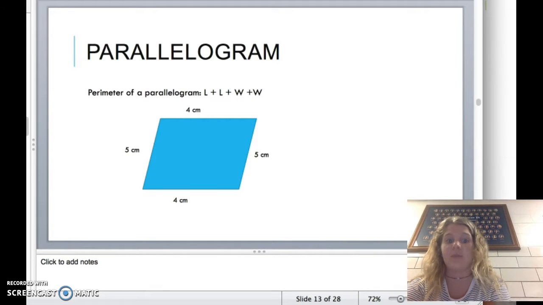The perimeter of a parallelogram would be described as length plus width plus length plus width, and that would be 4 plus 4 plus 5 plus 5, which is 18.